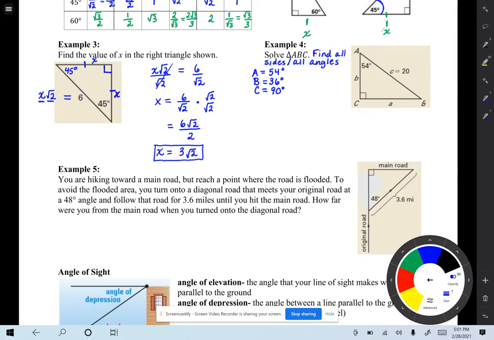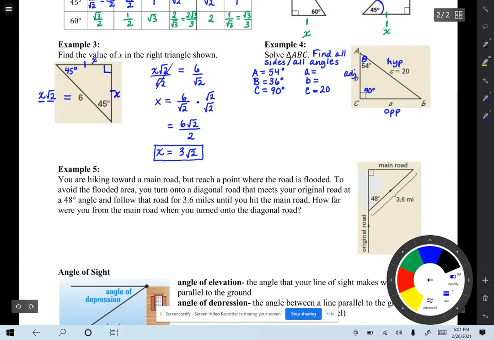Now let's see which side lengths we have to find. We know C is 20, but we don't know A and B. So let's figure out A and B. And let's use trigonometry. So we are going to call this angle, since we know it, theta. And therefore, this would be the opposite side because you're looking across from theta. Hypotenuse is always across the 90-degree angle. And this is 90. And therefore, this is the adjacent.